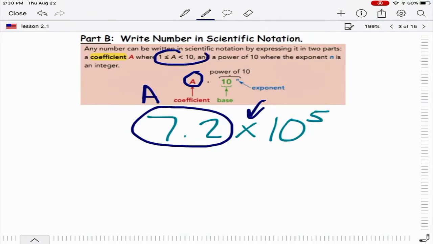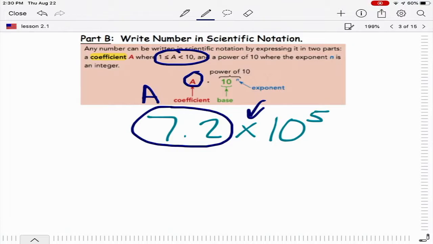What it's saying right here is that A has to be greater than or equal to 1 and less than 10. So pretty much any number that's exactly 1 or slightly smaller than 10 is what your A has to equal. If you look at my example, 7.2, isn't that between 1 and 10? Once again, it could equal 1, it just can't equal 10. It has to be like 9.9999. And 7.2 is in between those two numbers.